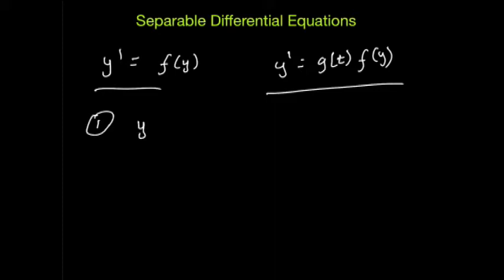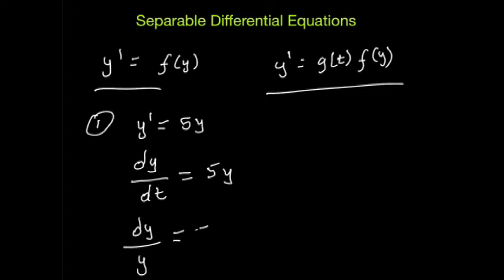The first problem will be, let's say we have y prime equal 5y. What we do is we know that y prime is just dy over dt, but we can also say it's dx, it doesn't matter. And this is 5y. The goal of solving differential equations that are separable is just to put one variable, in this case y, on one side and t on the other side.